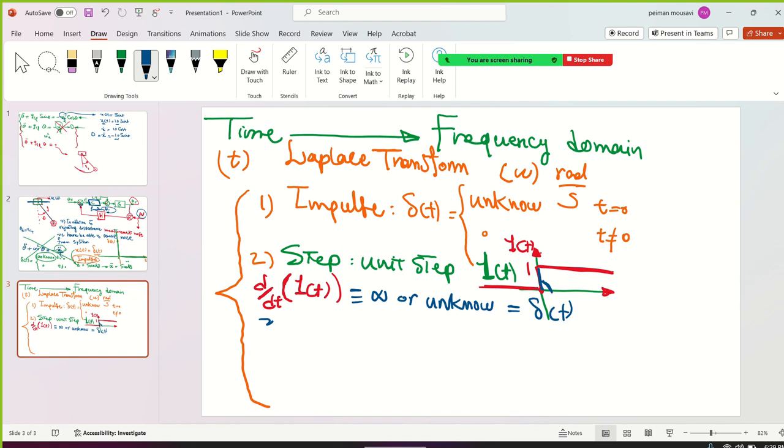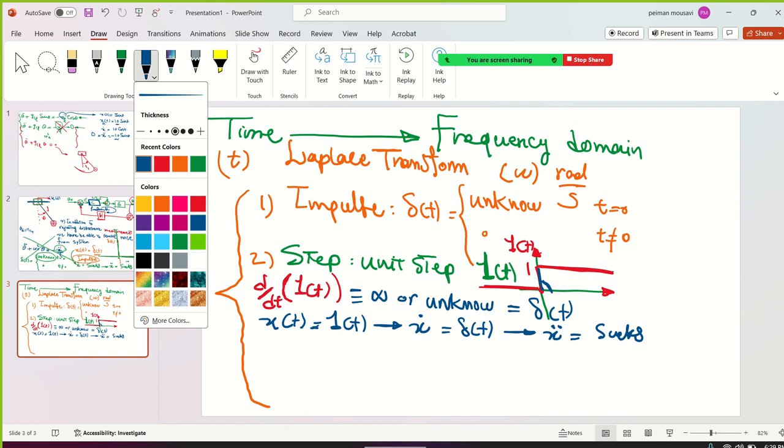So if x of t at the base of the pendulum is a unit step as a disturbance, x dot is going to be delta of t. X double dot is going to be unknown. Again, you cannot solve it. See? Intentionally, I selected this example to give you a solid foundation of why we are going to the Laplace transform, to the frequency domain.